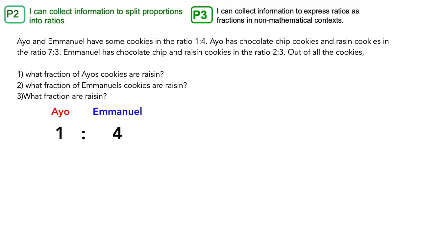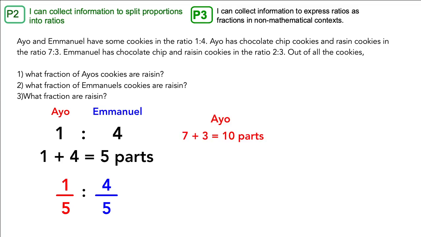We first find the fraction of cookies Io and Emmanuel have. The total number of parts is 1 plus 4, which therefore equals 5 parts. Out of the 5 parts, 1 represents Io's cookies and 4 represent Emmanuel's cookies. Therefore, the fraction of cookies they have are 1 out of 5 parts and 4 out of 5 parts respectively. Next, we find the fraction of their amounts that represent raisins. For Io, there are 7 plus 3, which equals 10 parts in total. 3 parts out of the 10 parts represent raisins, so 3 out of 10 of his amount are raisins.